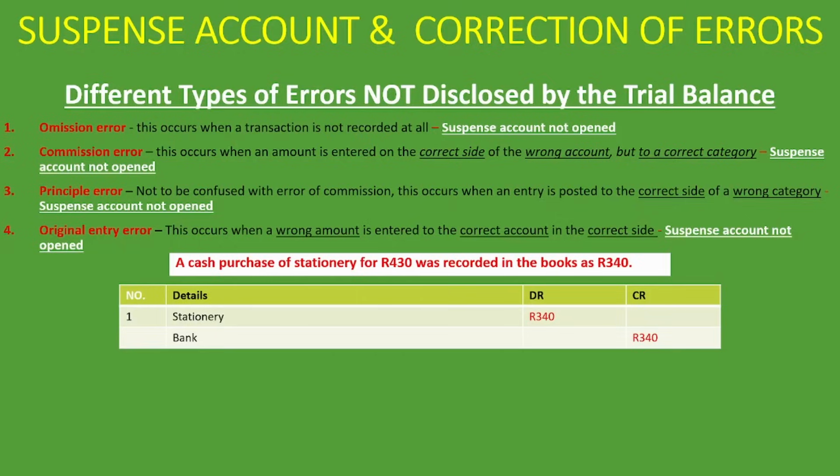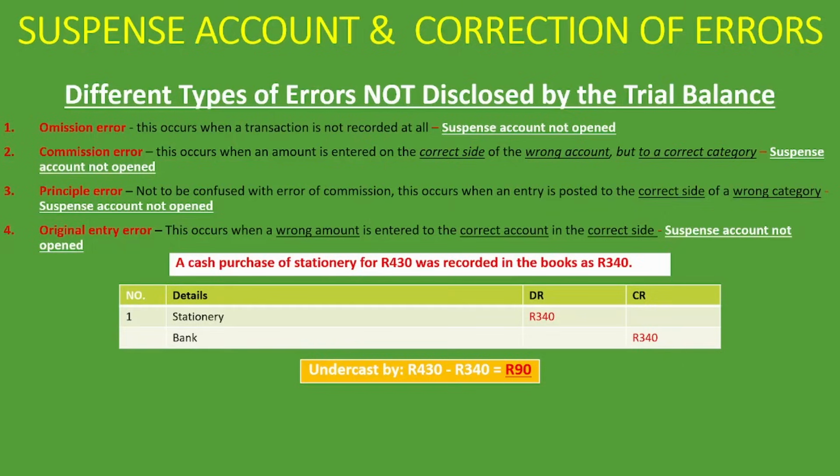What do we need to do? Well, if we undercast or understated the amount that should have been recorded, which we did here, we purchased stationery for 430 and not 340. So we undercast the amount by 90 Rand. All right, 430 minus 340 is 90 Rand. And by the way, sometimes they may use the word undercast or overcast. If we undercast, it means that we recorded a lesser amount than we should have. If we overcast, we recorded a higher amount than we should have. But in this case, we recorded a lower amount than we should have. So we need to fix that. We need to record that 90 Rand.